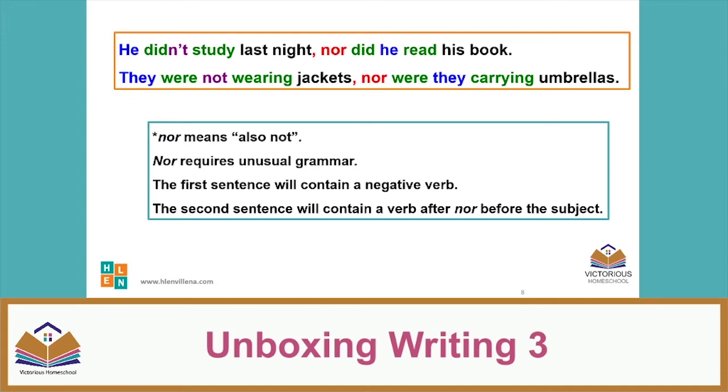If you look at the first sentence, it contains a negative verb, right? He didn't, which is the contraction of he did not. And they were not in the second sentence, okay? So the second sentence will contain a verb after nor before the subject. So in this case, you have nor did he read his book, nor were they carrying umbrellas. This is a rule that is applicable to the conjunction nor.